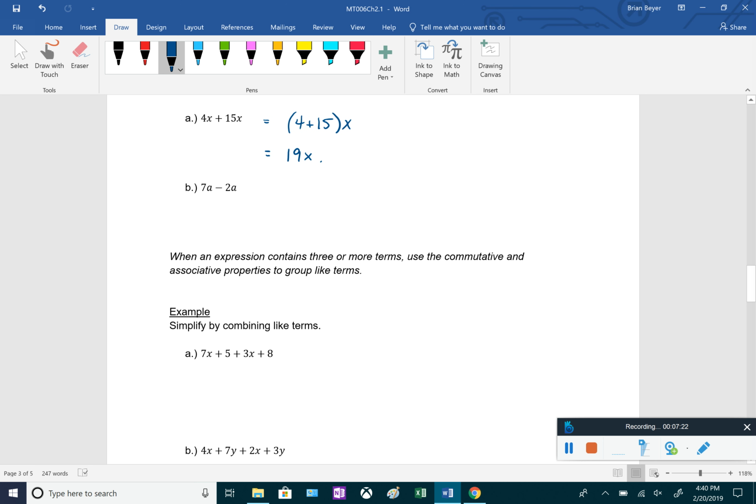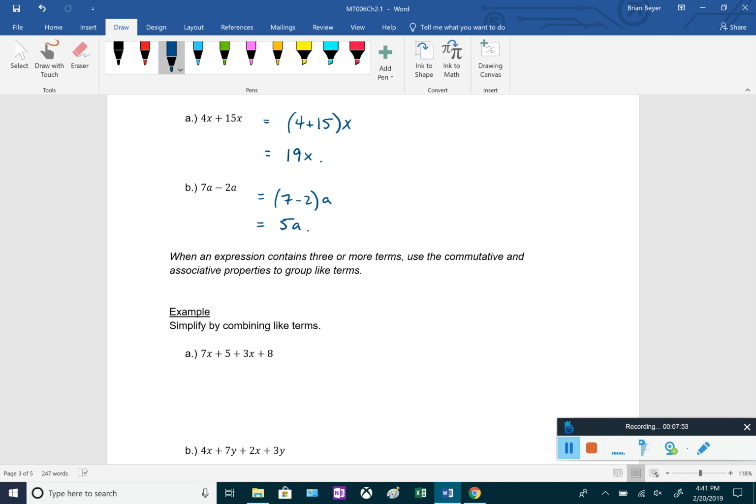Okay, and then the second one here, 7a minus 2a. Once again, you can skip right to saying, well, you have 7 a's, you're subtracting 2 a's, so we're left with 5 a's. But technically, what you're doing is saying that's 7 minus 2, times a, which gives us 5a. Both of these examples just had two terms in them, and they were both like terms. It won't always be that way. It's going to be more complicated.